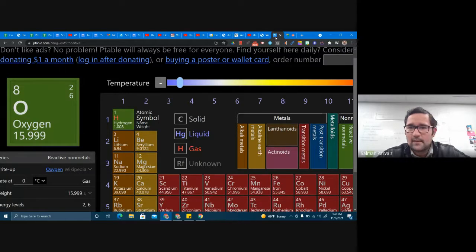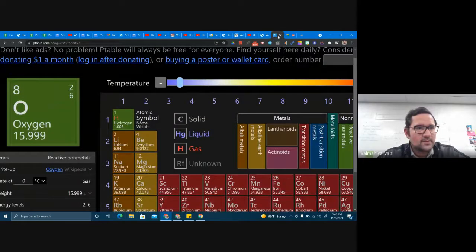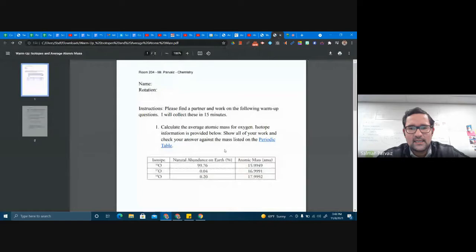So let me go back to our PDF. What we have here is a table showing you the percentages for oxygen 16. So 8 protons, 8 neutrons. That oxygen is found 99.76% in nature. And then 8 protons, 9 neutrons, oxygen 17, is found 0.04% in nature. And 8 protons and 10 neutrons, oxygen 18, is found 0.20% in nature.